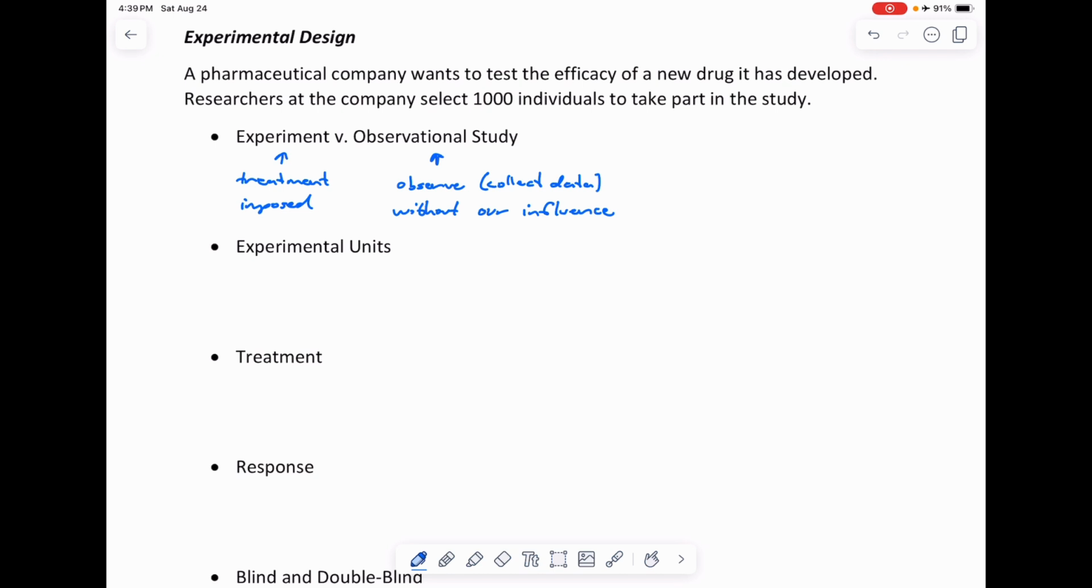Whereas in an experiment, I am imposing that treatment with the intent that that treatment is somehow going to change the data. I expect that when I give those patients that drug, it is going to have the desired effect on that person. Okay? So the experimental units are the target of the treatment. Again, it doesn't have to be a person.